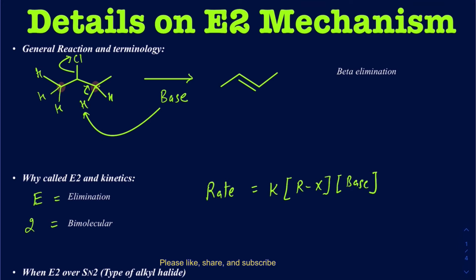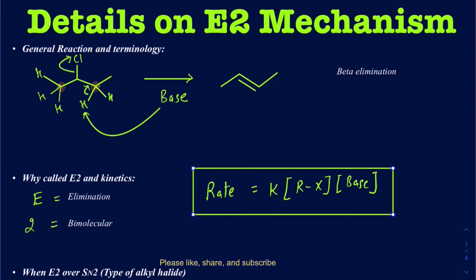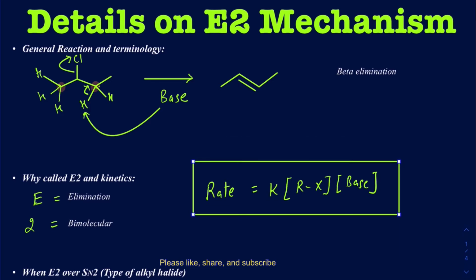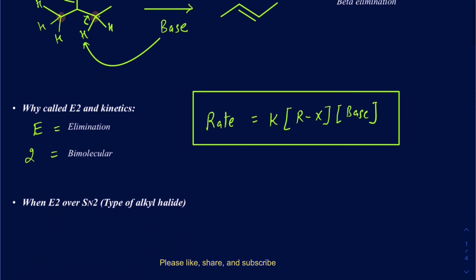You can do an E1 and a weaker base. For E2, you have to have a strong base in place. So this is going to be your rate law expression for E2, kind of similar to the SN2, except you have the base instead of your nucleophile.